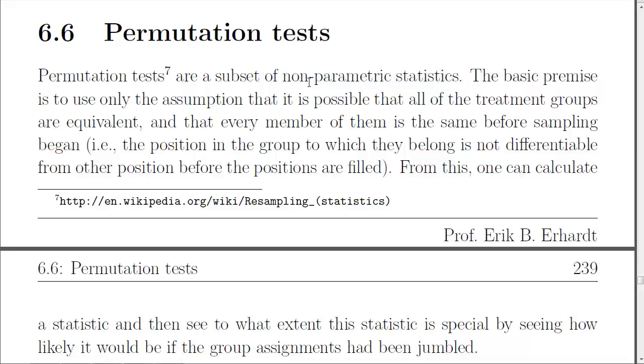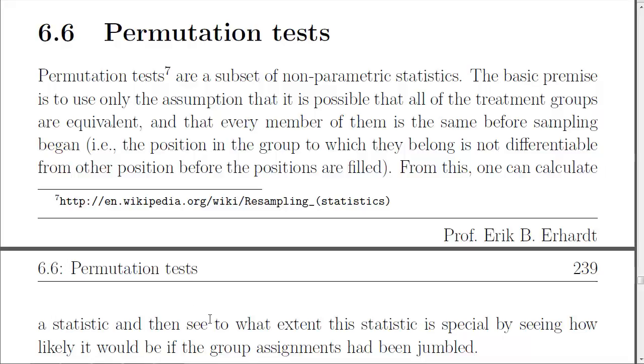The basic premise is to use only the assumption that it is possible that all of the treatment groups are equivalent and that every member of them is the same before sampling began. That is, the position in the group to which they belong is not differentiable from any other position before the positions are filled. Meaning, if I'm taking a sample of size 10 and I draw one observation and put it in position 1 of my 10 observations, and then draw a second observation and put it in position 2, those are exchangeable positions. Effectively, there's no time component to the samples.